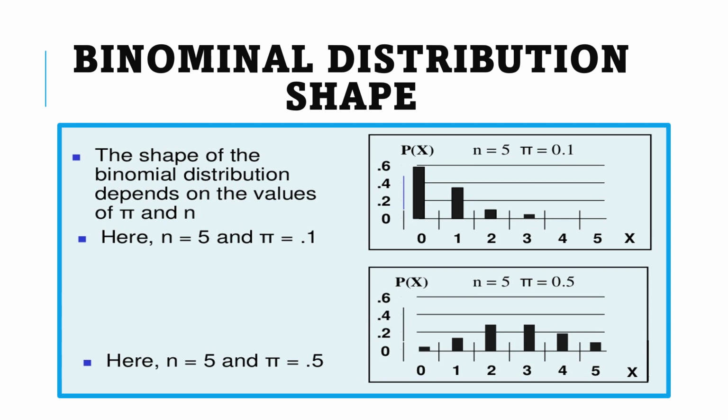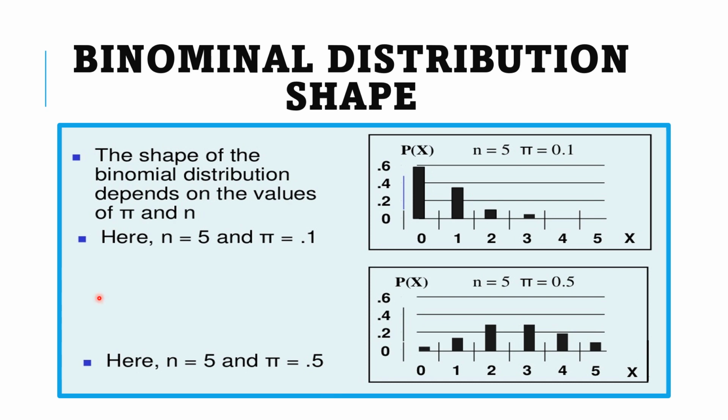Binomial distribution and shape. The shape of the binomial distribution depends on the value of pi and n. Pi is the probability of an event of interest and n is the number of observations. So here n equals 5 and pi equals 0.1. And in the second case n equals 5 and pi equals 0.5.